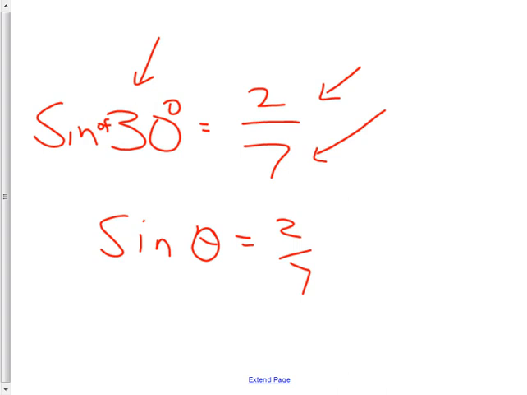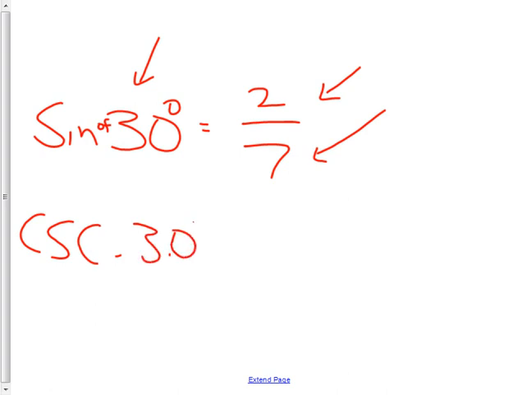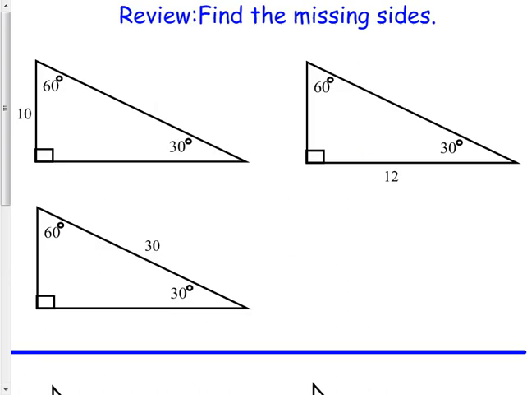So if I asked you to find, if I knew this fact that sine of 30 was 2/7, then what's cosecant of 30 equal to? 7/2. And notice that the degree didn't flip. It was this thing that flipped. Those are the sides, like the opposite and the hypotenuse, or the adjacent and the hypotenuse, or whatever. The sides are what flips, not the degrees. Still 30 degrees. All right, moving on.